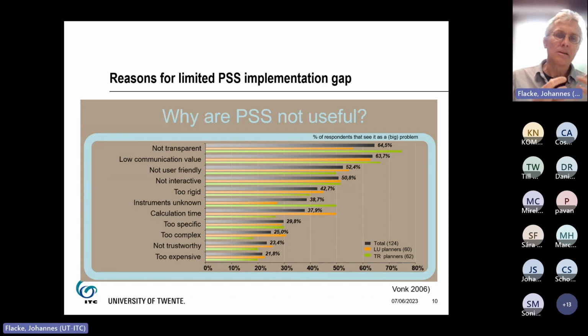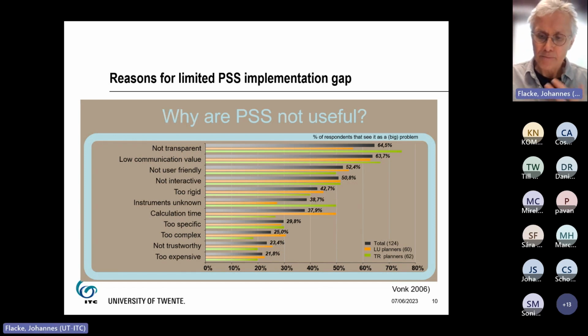So many of the tools are not transparent. They have a low communication value. They are too complicated. They're not user-friendly, which refers to the aspect of usability that I was just showing. They're not interactive. They are too rigid. And I won't read out the others. So many different aspects that refer to the design of the tool are not good, and therefore the tools are not well suited to be used in planning practice, which is what we aim for.